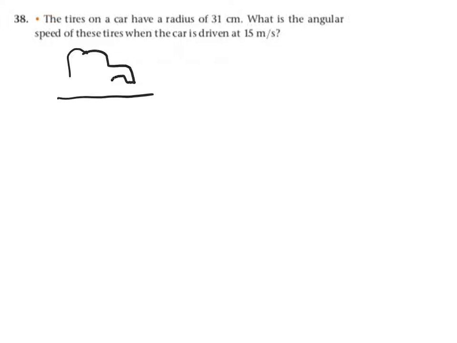Here is our car. And we have the whole car moving forward at some velocity. And the tire has some radius. Since the tires, we assume, are not slipping, that's just being simply driven, we know that the velocity has to equal r omega.